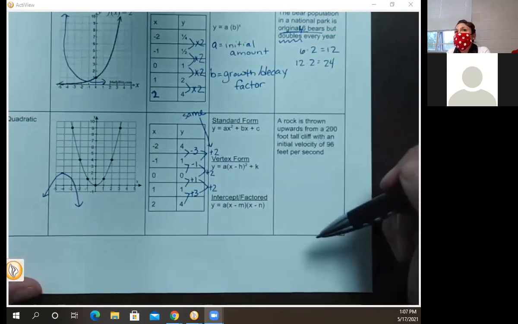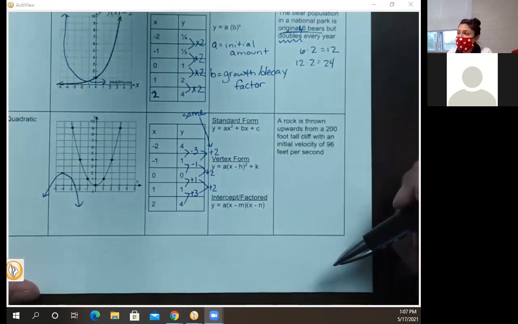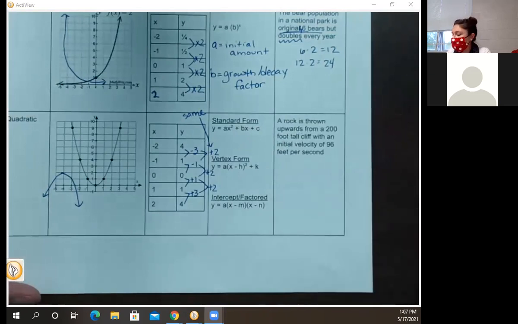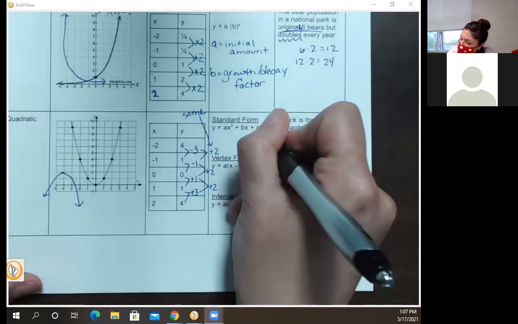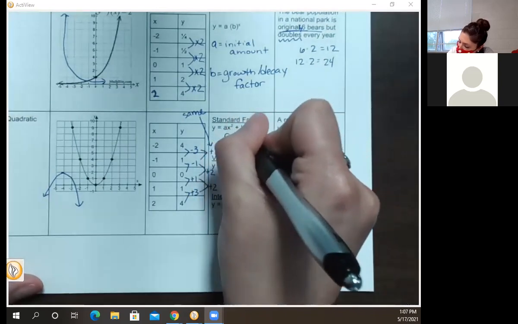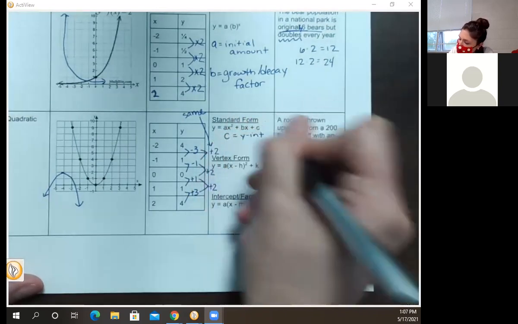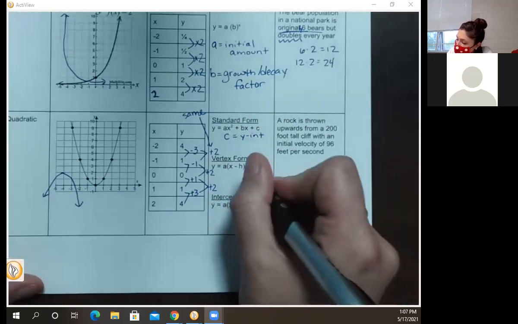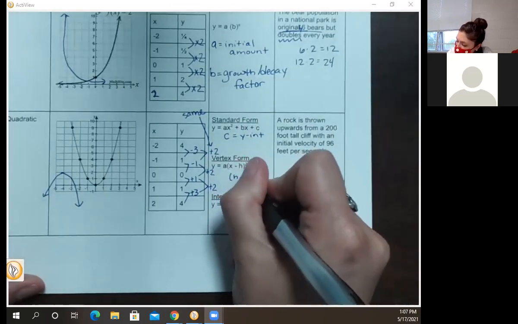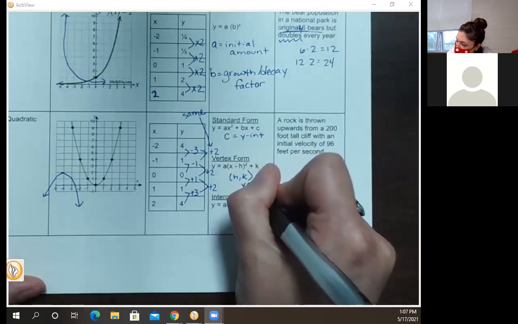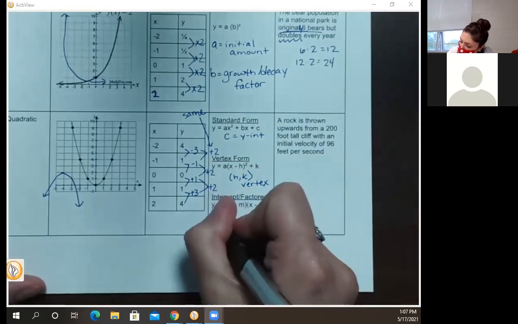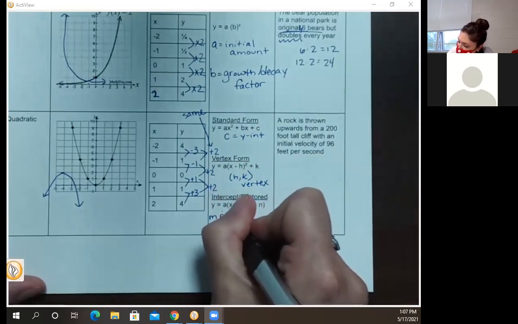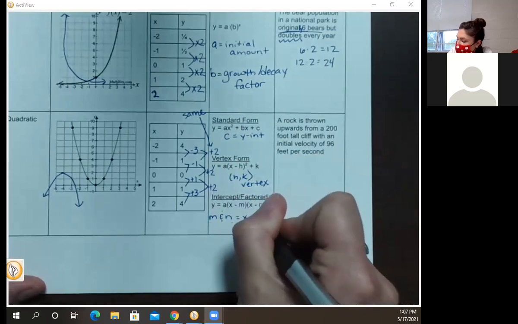We had 3 different types of quadratic functions that we looked at, 3 different versions of quadratic functions. We talked about standard form. For standard form, that c value gives us our y-intercept. We also had vertex form, and for vertex form, h comma k identified our vertex. And then we also had intercept or factored form. And for this form, m and n were our x-intercepts.